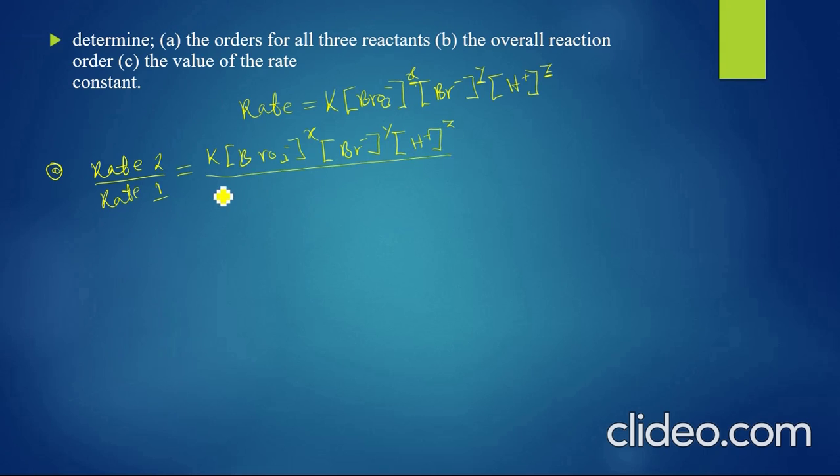Over, we are going to have the same constants, K, then the bromate ion raised to X, just write it like that, then the bromide ion raised to Y, then the hydrogen ion raised to Z. And then here we're going to use the information from the data given there, from the table given there.